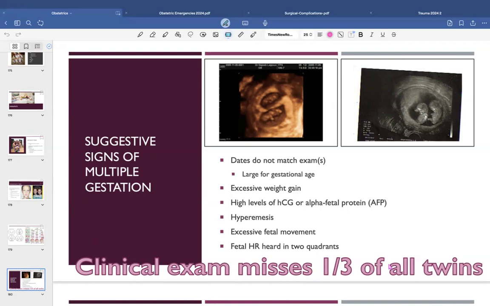Unfortunately, hyperemesis gravidarum, that severe form of nausea and vomiting we talked about last time, is sometimes more common in patients who have multiple gestation. A lot of movement in there, more than what is expected, could be a sign. And if the fetal heart rate is heard in two quadrants. The clinical exam misses about a third of all twins. Surprise, there's more than one.